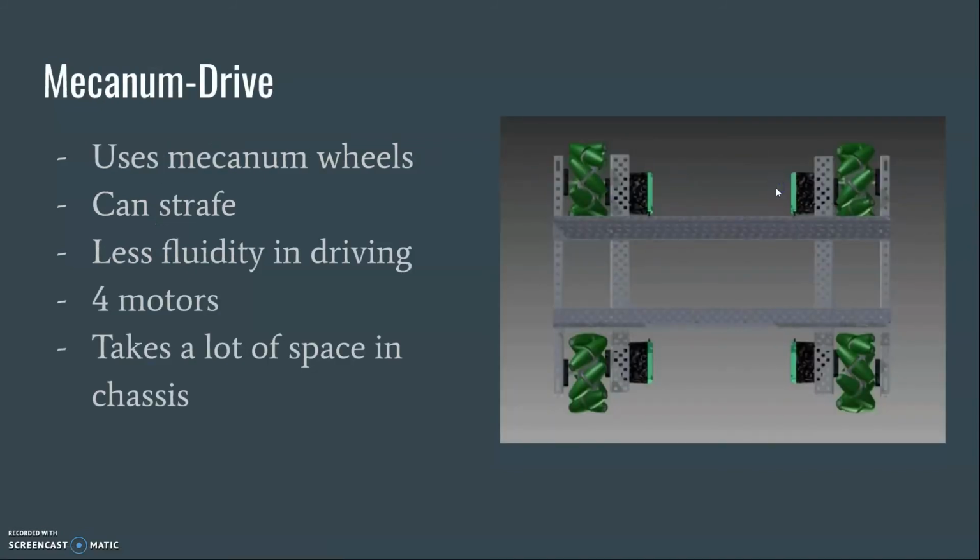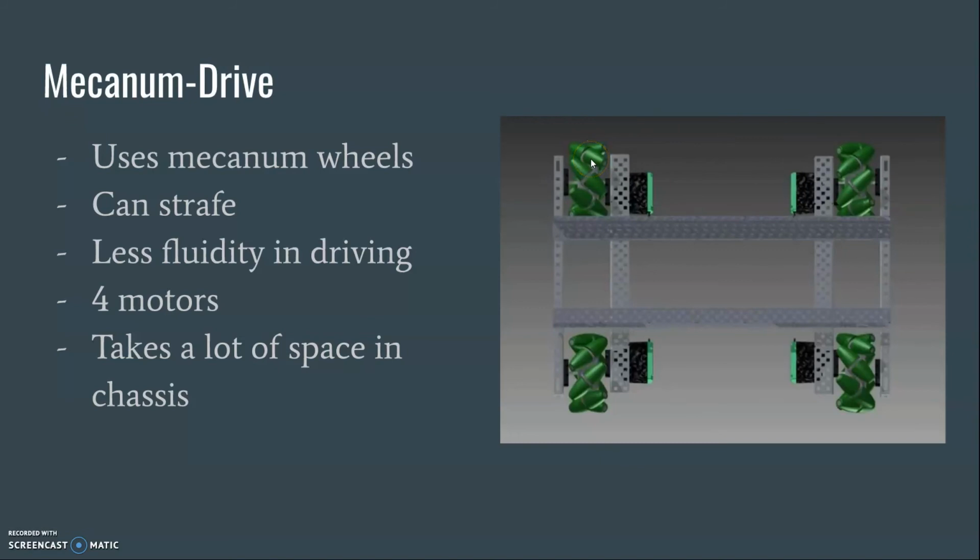Onto the Mecanum-Drive. This drive type utilizes Mecanum wheels in order to have the ability to strafe left and right. The wheels are lined up in the same way that the tank drive design's wheels are, allowing for strafing on a tank drive chassis type. This drive type uses 4 motors, as you can see here. However, the Mecanum wheels are quite large, which ends up taking up a lot of space in the chassis.